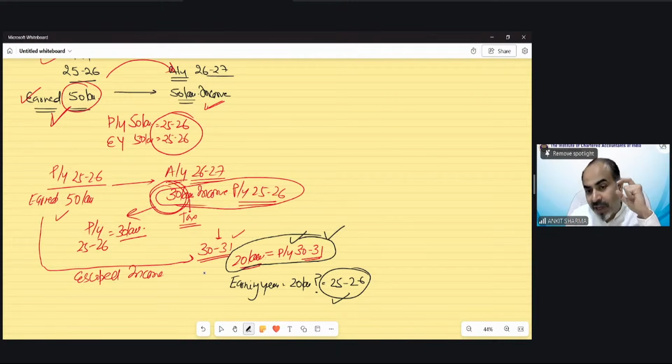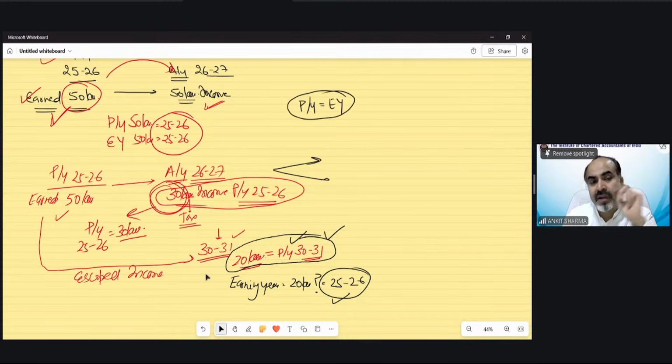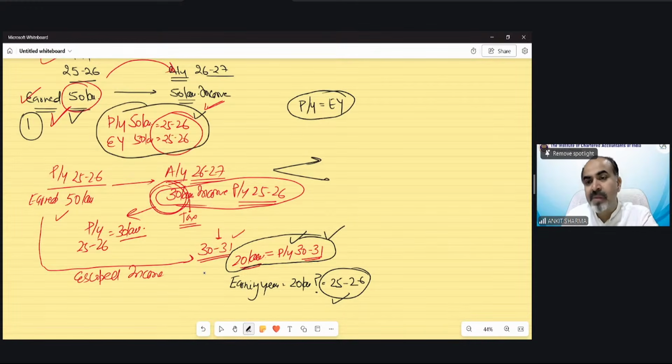Why am I telling you this? Because now we have this concept. For the income you disclosed yourself to the income tax department, the previous year and earning year will remain the same. Like in example number 1, you earned 50 lakh rupees in 25-26 and explained it to the department. So you can see the previous year and earning year remain the same for this 50 lakh rupees.